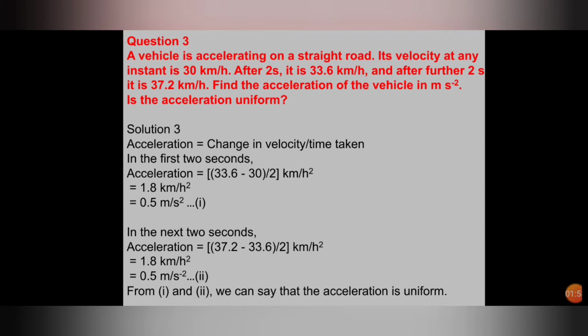So it's coming 1.8 kilometers per hour square, converting into meter per second square, I am getting 0.5 meter per second square. Now in the next 2 seconds they are asking, so acceleration will be again 37.2 minus 33.6 upon 2. I get 1.8 kilometers per hour. So that also comes as 0.5 meter per second square. Now from both, what can we say? We can say that the acceleration is uniform because both the answers are coming the same.